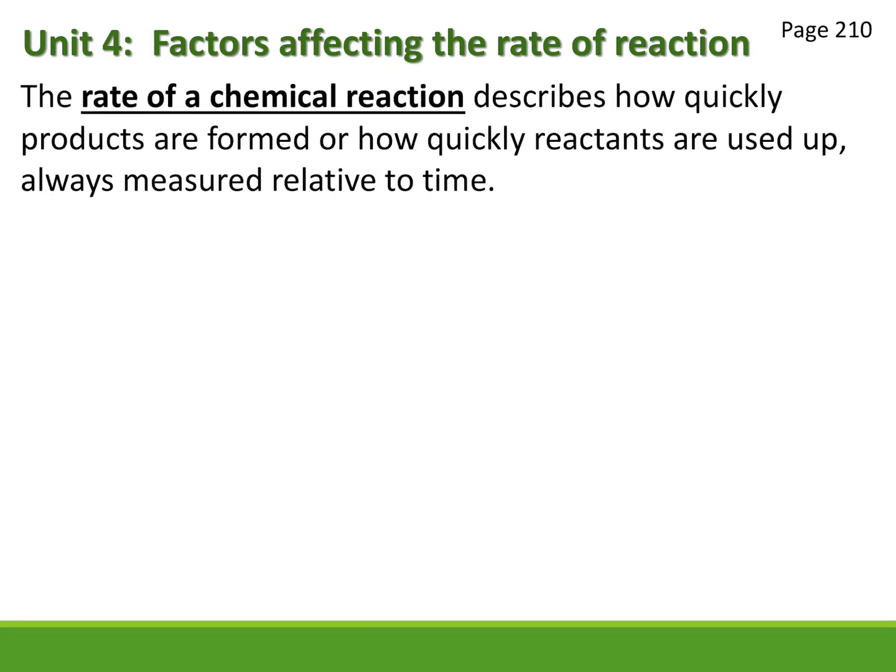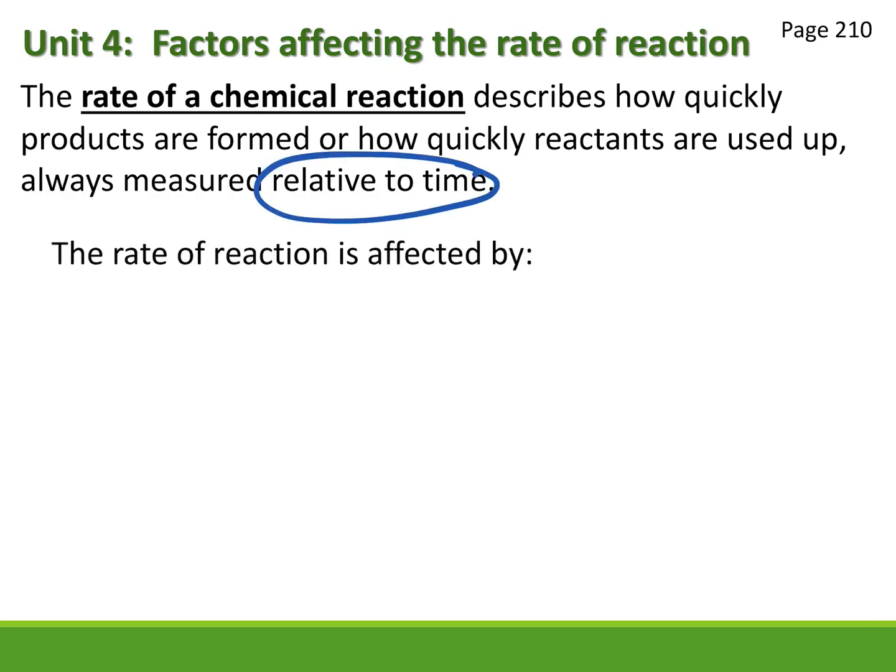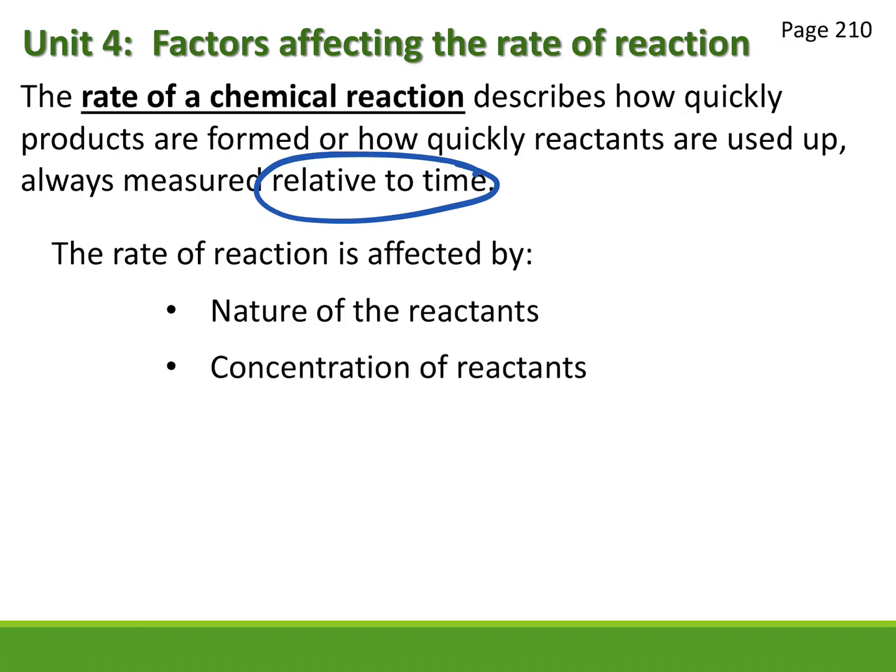Either way. So, the rate of a chemical reaction describes how quickly products are formed or how quickly reactants are used up. And they're always measured relative to time. So, the rate of reaction is affected by the nature of reactants. We will talk about it, but we can't do anything about that.